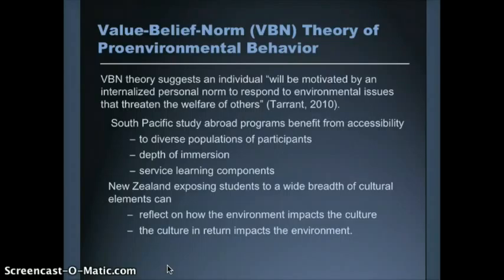They give accessibility to diverse populations of participants, a depth of immersion, and service learning components, which altogether work to create a holistic experience for the students, centralized on environmental issues that might threaten them or others that they are aware of. In New Zealand, exposing students to a wide breadth of cultural elements can both reflect on how the environment impacts the culture and the culture in return impacts the environment. This creates an environmental psychology aspect that really plays into pro-environmental behavior. VBN drives individuals to pursue environmentally friendly behavior and intentionally translate that into global citizenship in the long run.